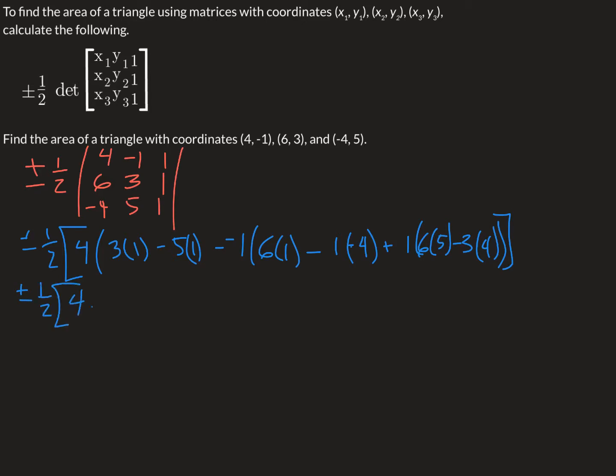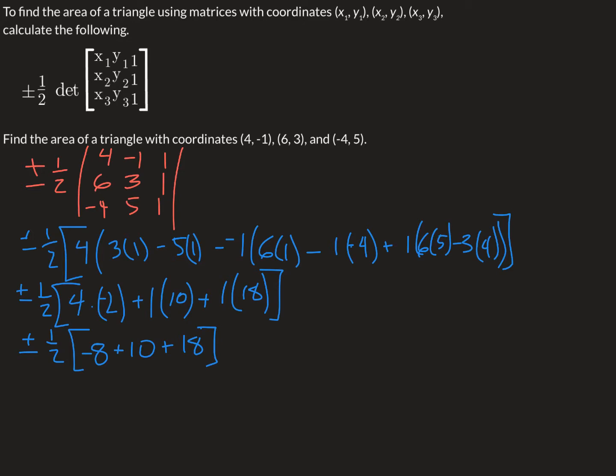We have 4 multiplied by 3 times 1 is 3, 5 times 1 is 5, so that becomes -2. The minus negative becomes plus 1 times 6 times 1 is 6, minus 1 times -4 becomes +4, so we get a 10, plus 1 times 6 times 5 is 30, minus 3 times 4 is 12, 30 minus 12 is 18. So we have plus or minus 1/2 times -8 plus 10 plus 18.